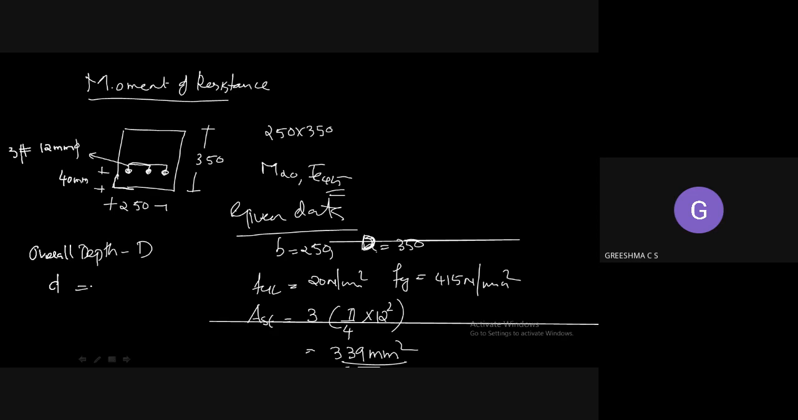Okay, so for the design of beams, how will you find out the effective depth? From the total depth, first you have to minus the cover, then minus the stirrups dia, then minus half of the main dia. That is how we find the effective depth when designing a beam. Here we don't need to go into that much complication, because this is an already designed beam.